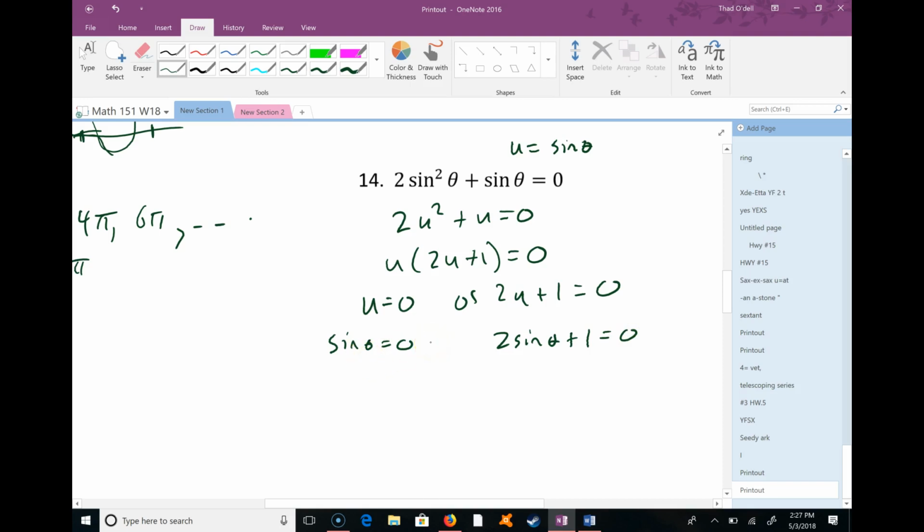So when is sine equal to 0? That would be at 0 and pi. And this, of course, would be when is sine of theta equal to negative 1/2, because I subtract 1 and divide by 2. And that would be in the fourth quadrant and the third quadrant. So theta is going to be equal to 7 pi over 6, just a little bit past pi, and 11 pi over 6, just a little bit before 2 pi.